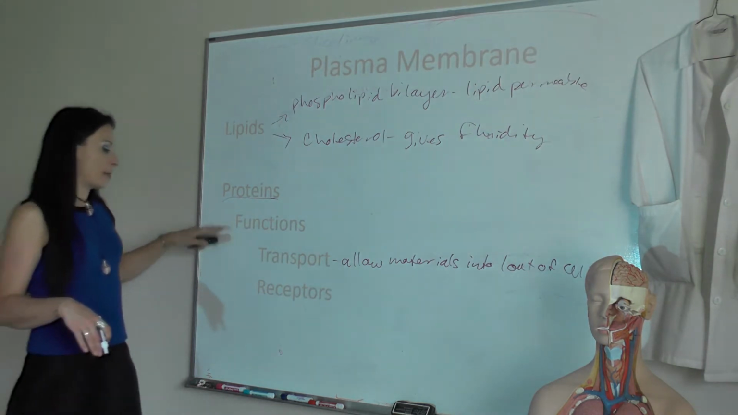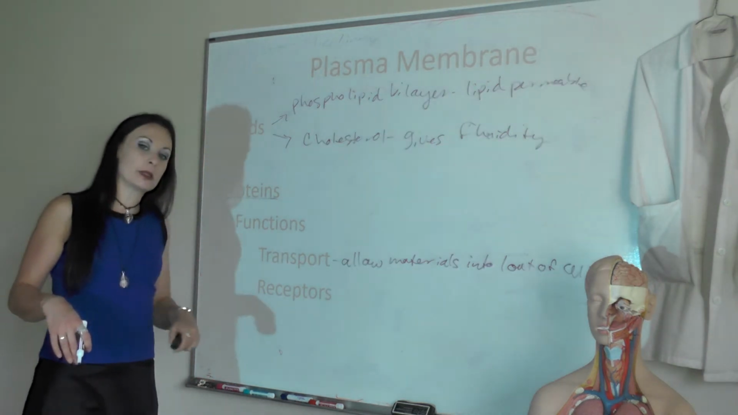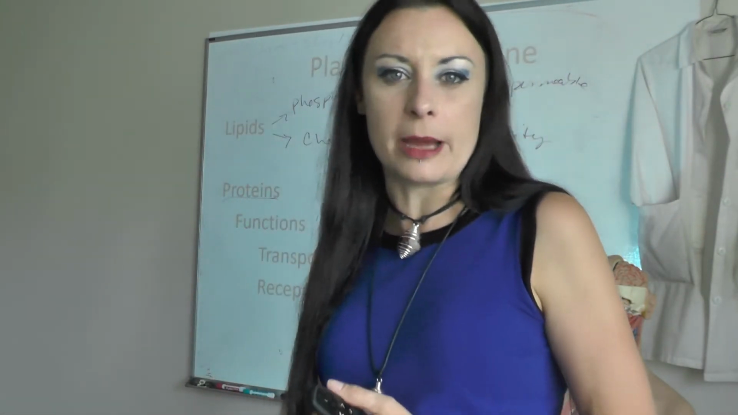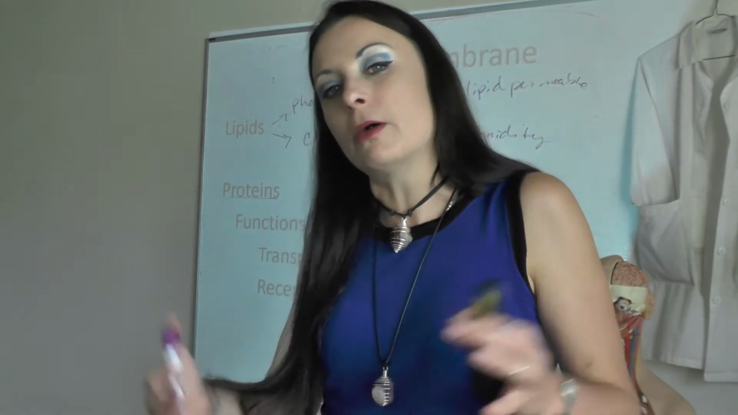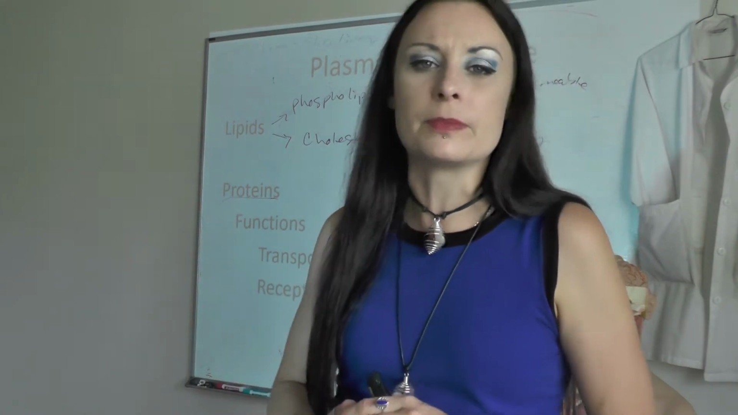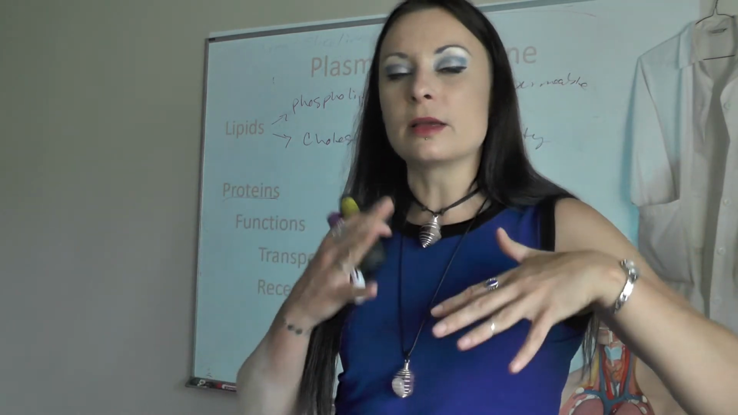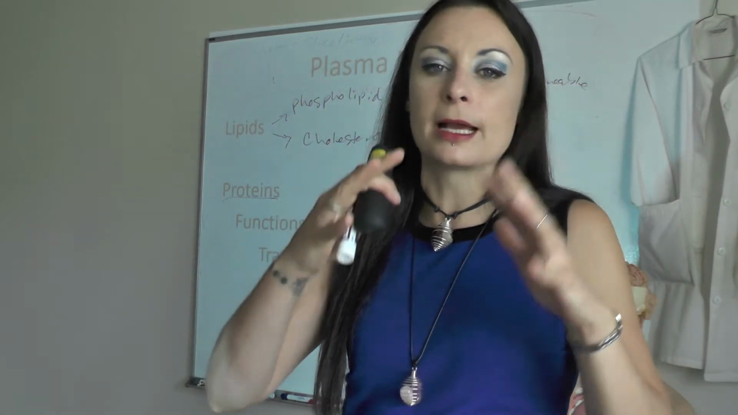Proteins in plasma membranes can also be receptors. This is going to be really important for us when we start talking about neurons and neurotransmitter receptors, and then again when we talk about muscles and neurotransmitter receptors. So receptors are proteins in cells that are able to bind to ligands and cause some kind of effect in the cell. So you'll see a lot of receptor-ligand complexes.